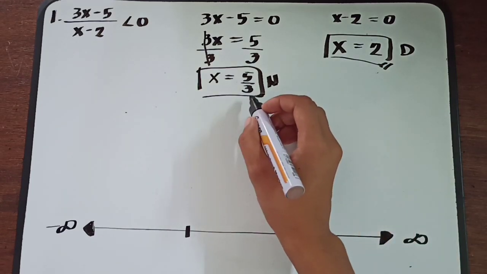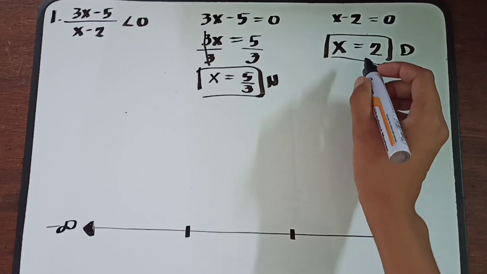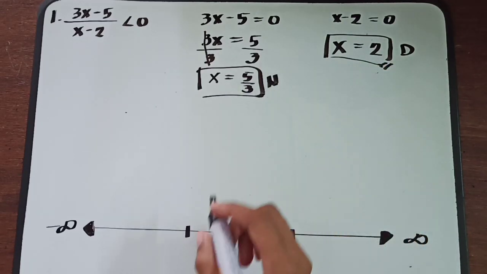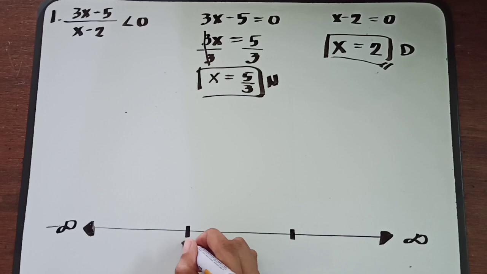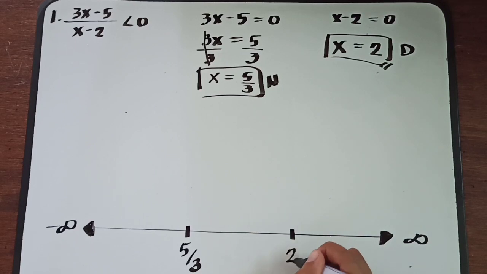So this 5 over 3 is mas mababa kaysa kay 2. Therefore, this 5 over 3 is located in the left side. Okay? And this positive 2 is in the right side. So, ibig sabihin, mas mataas si positive 2 kung i-compare kay 5 over 3. Okay, so next. Ano yung mga intervals na kailangan nating hanapin?